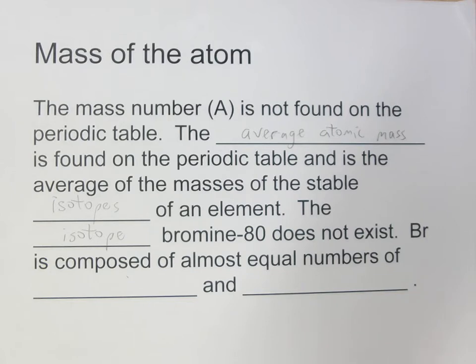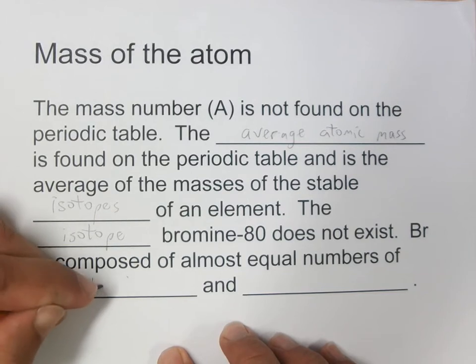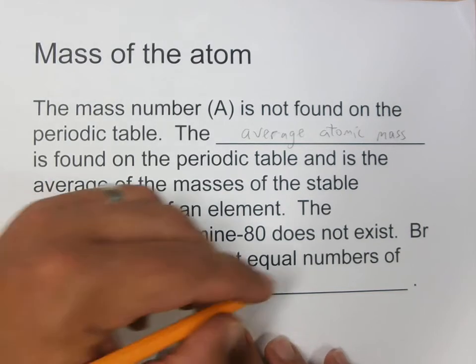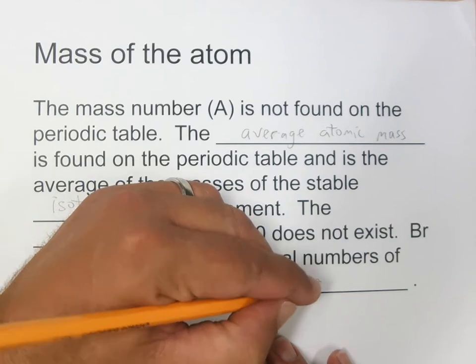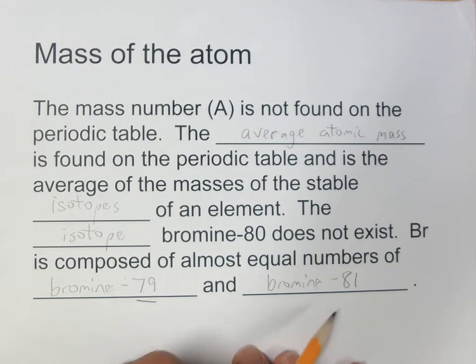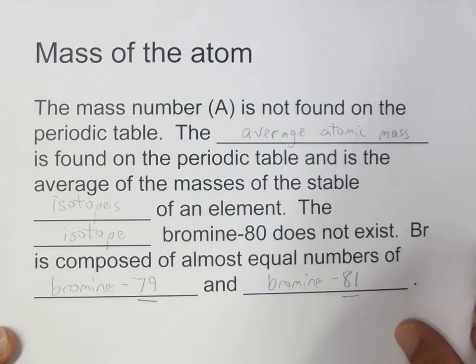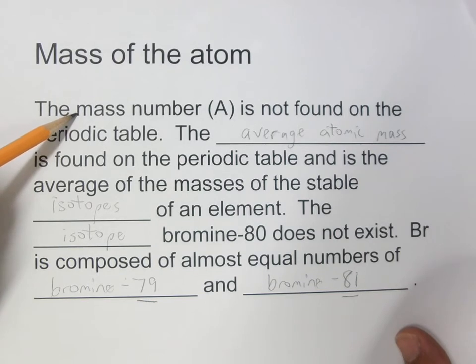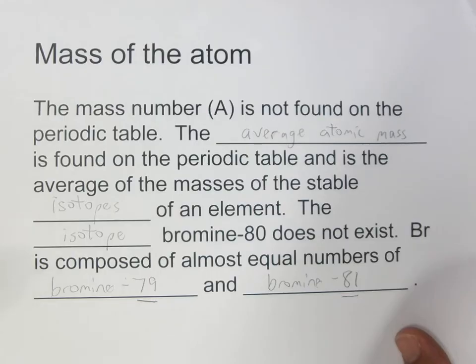Bromine, the element, is composed of almost equal numbers of bromine 79 and bromine 81. So if you have something that's 79 atomic mass units and something that's 81, if you have equal mixtures, then you'll get an average mass of 80, even though there's no particles in there that are 80 atomic mass units or 80 grams per mole. So really important to get the distinction between the mass number and a mass of a particular isotope versus the average atomic mass for the element.